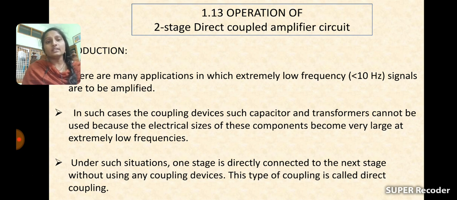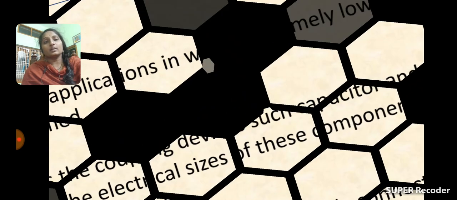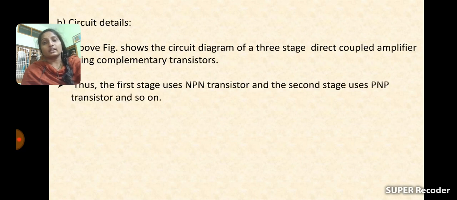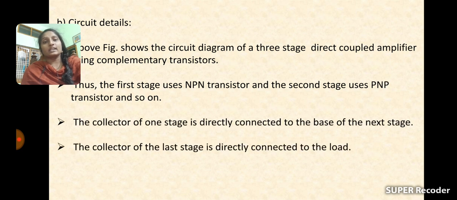At low frequencies, one stage is directly connected to the next stage without a coupling element. If we want better amplification at low frequencies, we move with the direct coupled amplifier. As I already explained, the first stage uses an NPN transistor and the second stage a PNP, and so on. The collector of one stage is directly connected to the base of the next stage, and the collector of the last stage is directly connected to the load. These are the construction or circuit details.